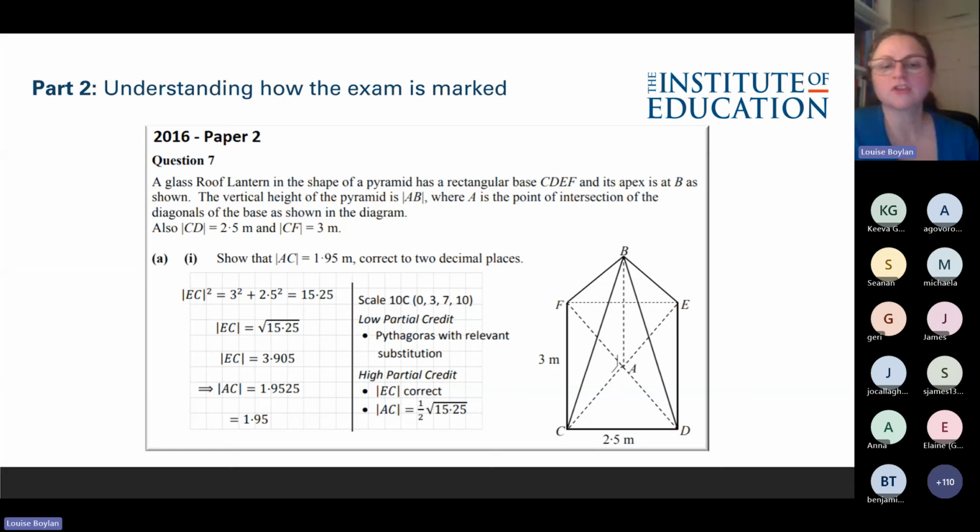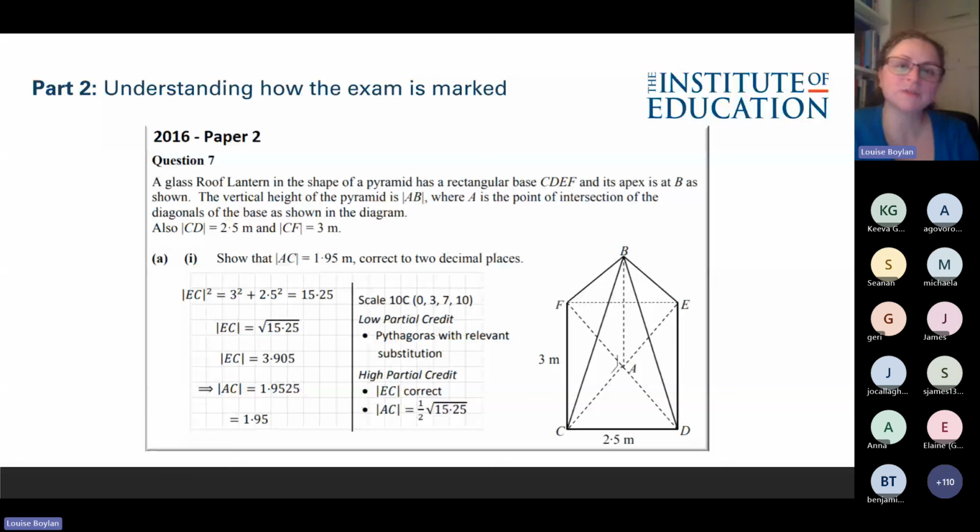So if you got E to C. Now, interestingly, if you got that and then you showed that AC was half of that, but you didn't just finish it, right? You didn't go to the calculator and actually divide it by 2, then you still sat on 8 out of 10. Okay, so watch out for that.